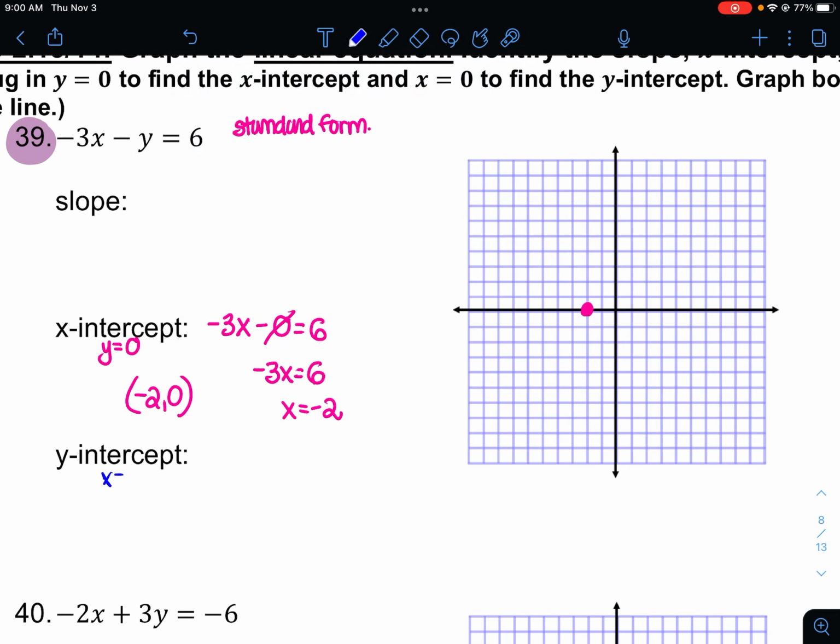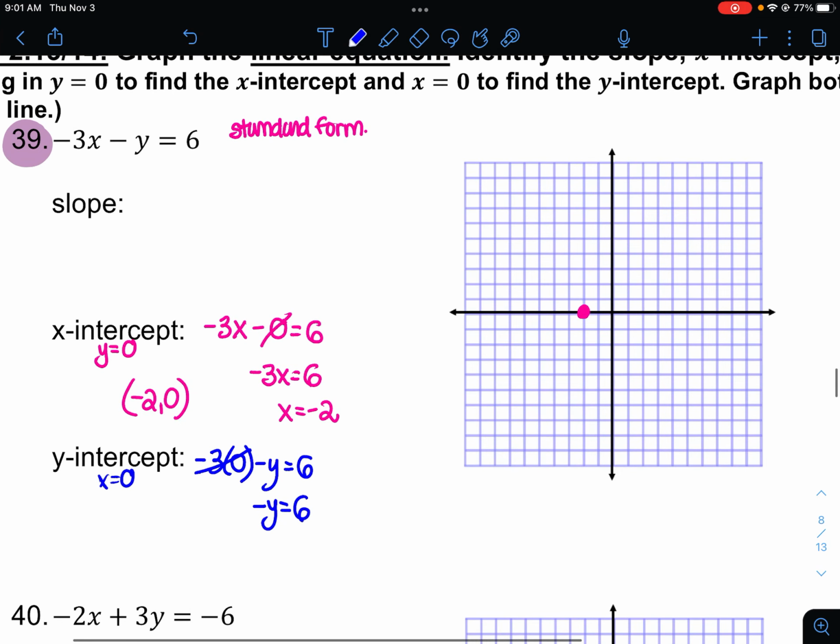All right, now let's plug in x equals 0. So negative 3 times 0 minus y equals 6. So that first part goes away because anything times 0 is 0. So we get negative y equals 6. We want to divide by a negative 1. So we get y equals negative 6. So you're going to go down 6 and you are going to plot that point. And then we are going to draw the line that goes through both of these points.